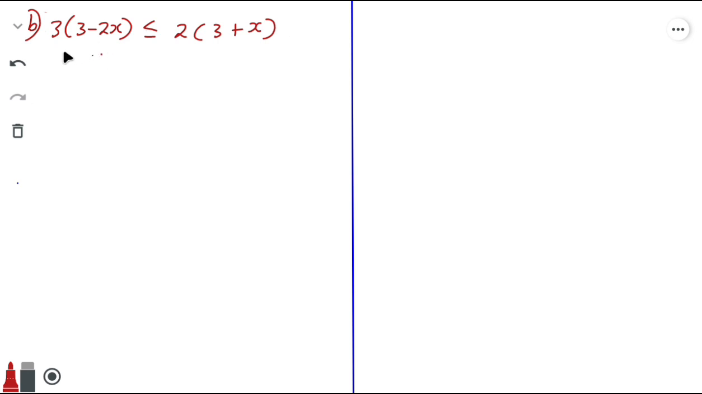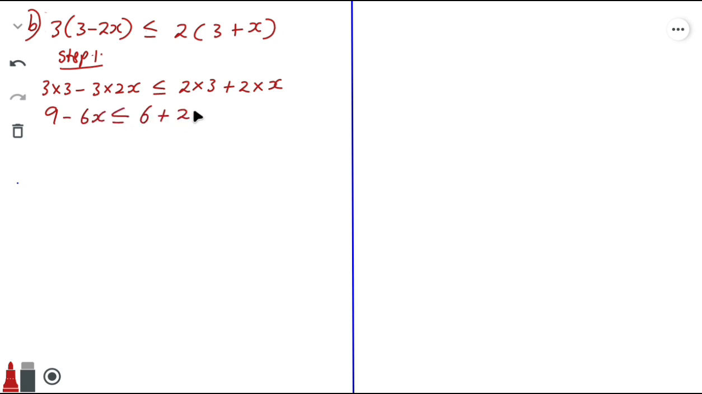So to solve this question, our step 1 is to open the bracket. You say 3 times 3 minus 3 times 2x, less than or equals to 2 times 3 plus 2 times x. This will be 9 minus 6x less than or equals to 6 plus 2x. Step 2 is for you to collect the like terms. So you're going to be having minus 6x minus 2x less than or equals to 6 minus 9.